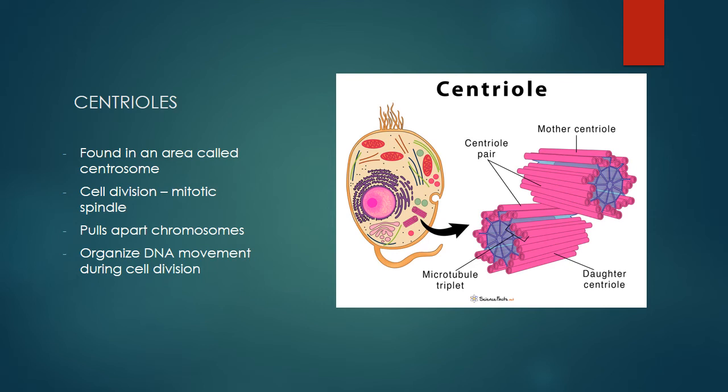Centrioles also pull apart chromosomes, which allows the cell to split into two. So in conclusion, microtubules function to organize cell division, and to create the cytoskeleton.